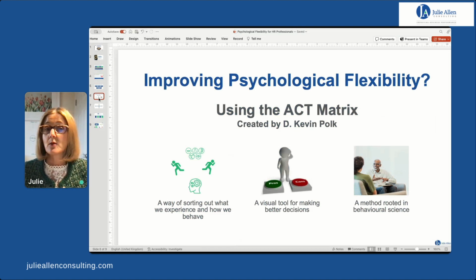So we know what psychological flexibility is, what the benefits are, and now how we go about improving this using the ACT matrix. What I want to do now is to take you through this method and explain how this could be useful for you as HR professionals. Why is psychological flexibility important to you, and why is it important to those people that you are working with?